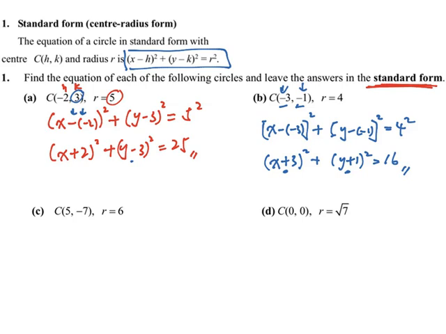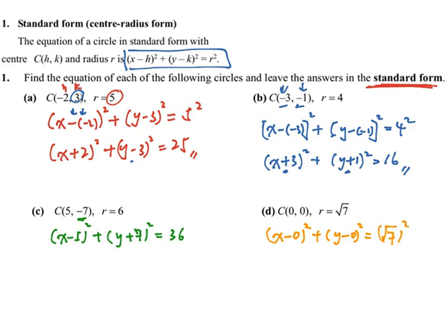Okay, so we can do question C. It is (x minus 5) squared, and then plus (y plus 7) squared, because it is negative, so it becomes plus. Equal to 6 squared, so it's 36. Lastly, question D: (x minus 0), (y minus 0) squared, equal to root 7 squared. So x minus 0 is x squared plus (y minus 0) squared, y squared, equal to root 7 squared. So the root and the square cancel, and it becomes 7.